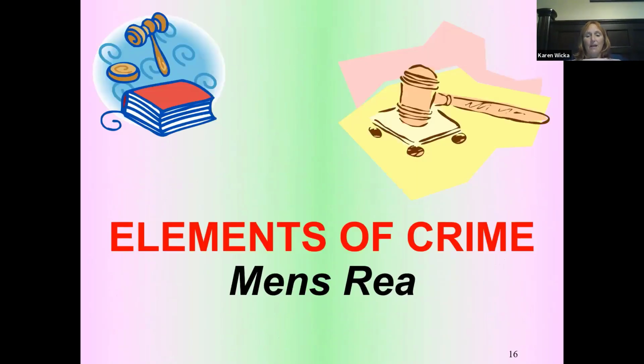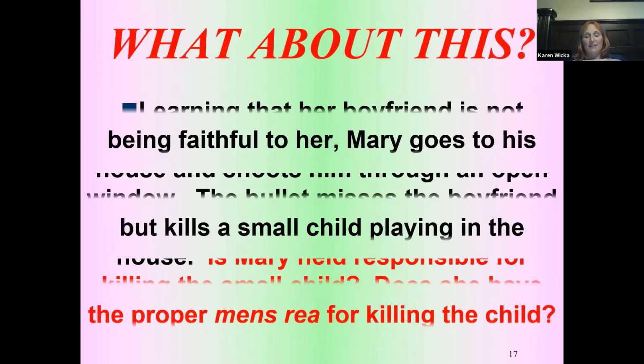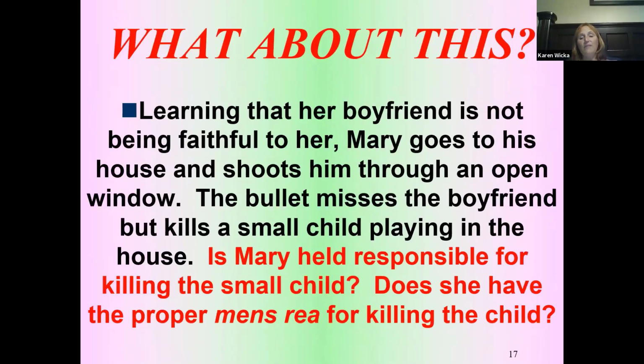Okay. So what about this? Learning that her boyfriend is not being faithful to her, Mary goes to his house and shoots him through an open window. The bullet misses the boyfriend, but kills a small child playing in the house. Is Mary responsible for killing the small child? Does she have the proper mens rea for killing the child?